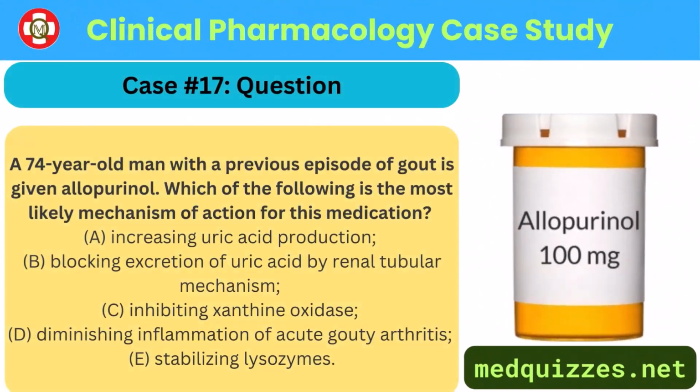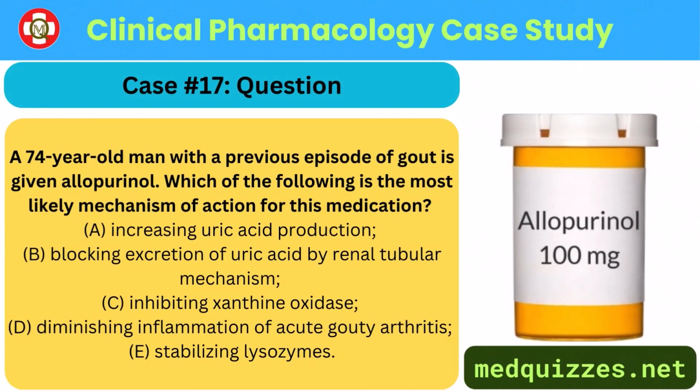Case number 17, a 74-year-old man with a previous episode of gout is given allopurinol. Which of the following is the most likely mechanism of action for this medication? A. Increasing uric acid production, B. Blocking excretion of uric acid by renal tubular mechanism, C. Inhibiting xanthine oxidase, D. Diminishing inflammation of acute gouty arthritis, E. Stabilizing lysozymes.